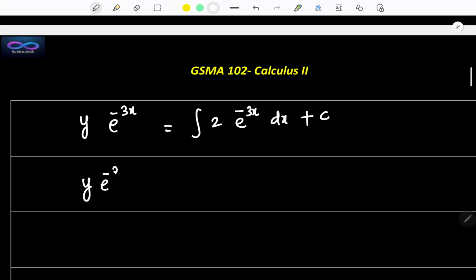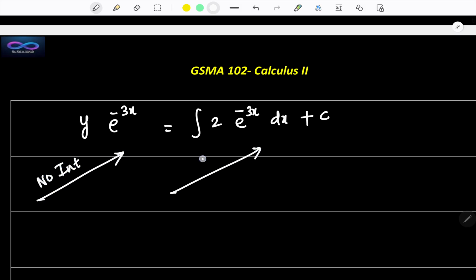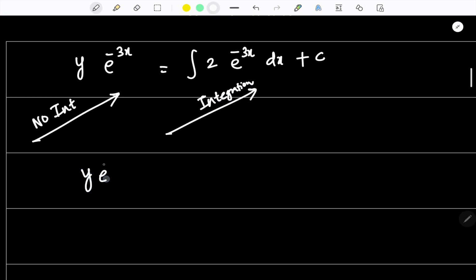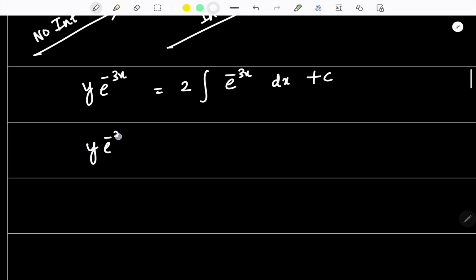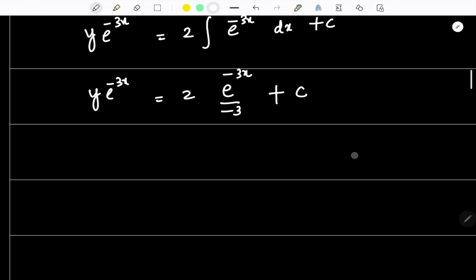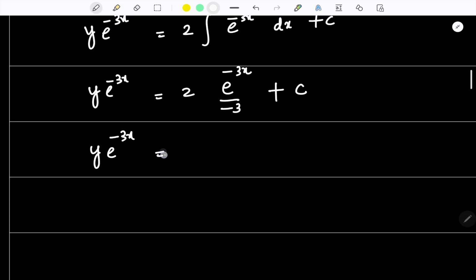So y e power, one more thing I want to say, that here no integration, okay, and here there is an integration. Keep in your mind, this is the place you always forget. So y e power minus 3x equals 2 will come out, integral e power minus 3x dx plus integrating constant c. So y e power minus 3x equals to integral of e power minus 3x is what? e power minus 3x divided by minus 3 plus integrating constant c. So y e power minus 3x equals minus 2 by 3. I'll bring this minus to the top. e power minus 3x plus c.